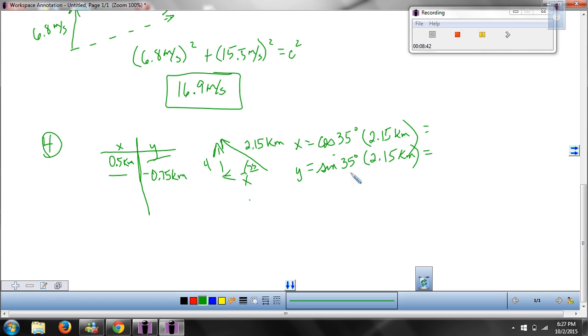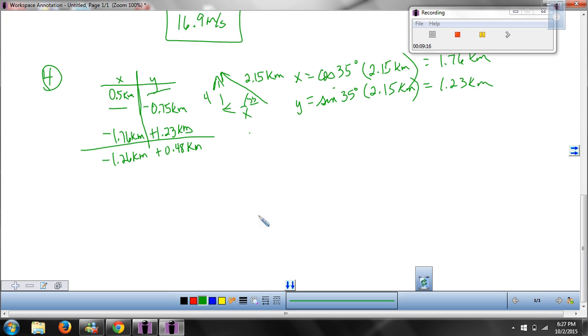All right, so if we backtrack and get it together, the X is 1.76, and the Y is 1.23. X is still negative 1.76. Y is positive 1.23. So now if I add those up, this is going to be negative 1.26. This is going to be positive 0.48. So now I should say 1.26, 0.48.